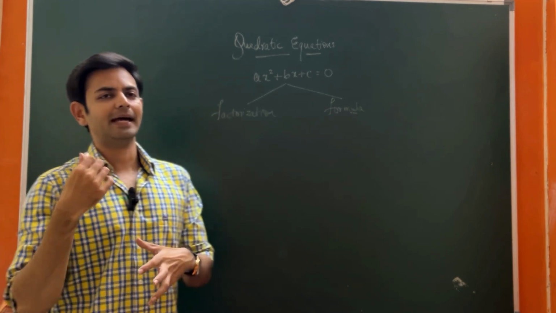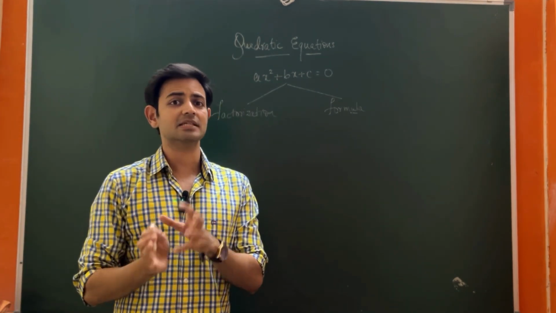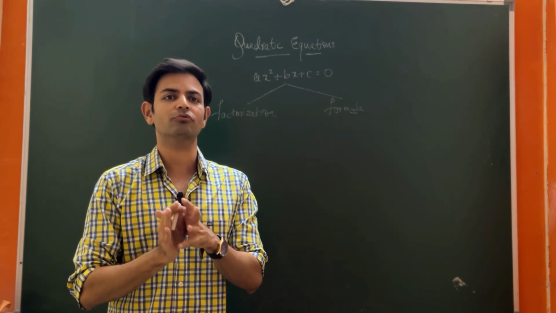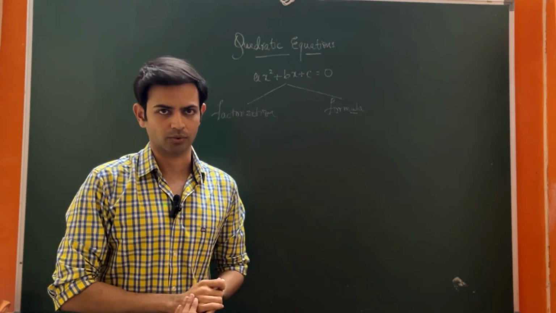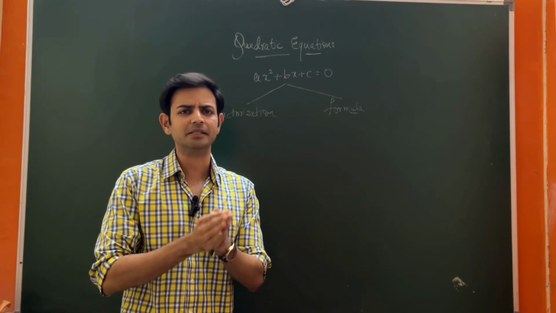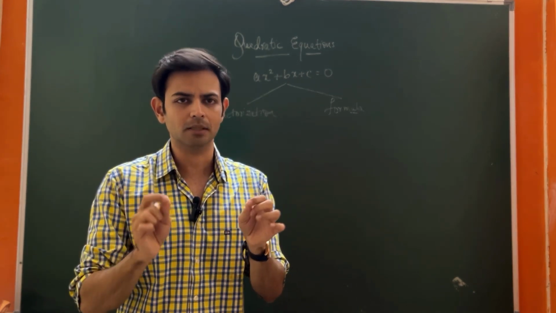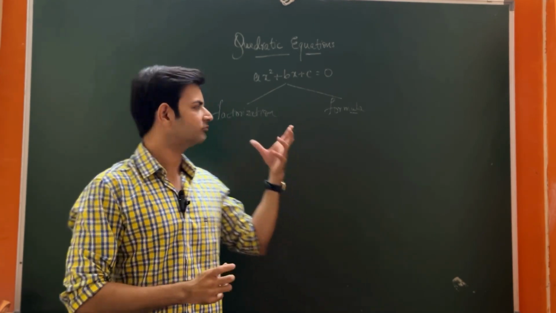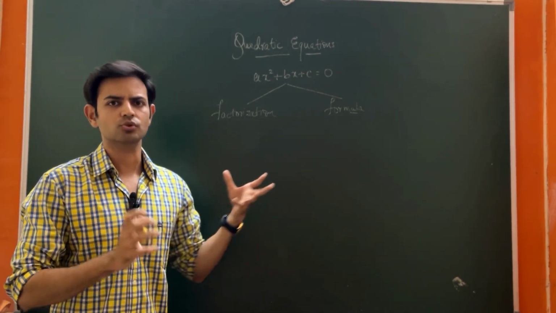You can apply any of the methods in case it is not mentioned in the exam, but in case it is mentioned, you have to go for that respective method only. For factorization, we know a method of splitting the middle term, in which we split the middle term, we get the two brackets and we solve it. That is the method for factorization. We'll take a question to solve that.